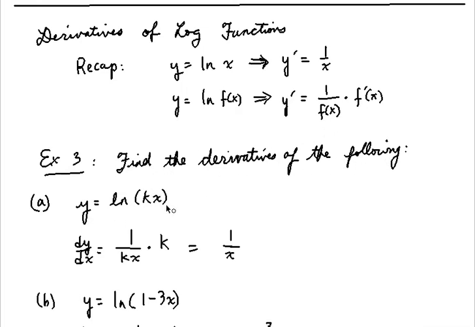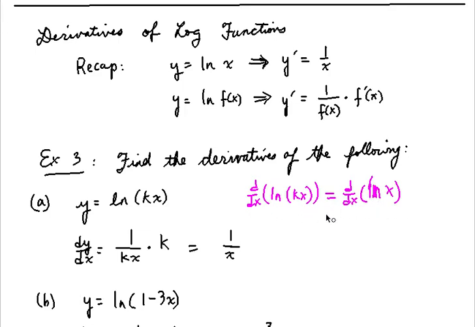y equals ln of kx. Now, this is a function, isn't it? It's not just a normal x, so I write 1 over kx times the derivative of that, which is k. And it turns out that the k's will cancel, and I'm left with 1 over x. So that's kind of interesting. The derivative of the natural log of kx is the same as the derivative of ln of x.